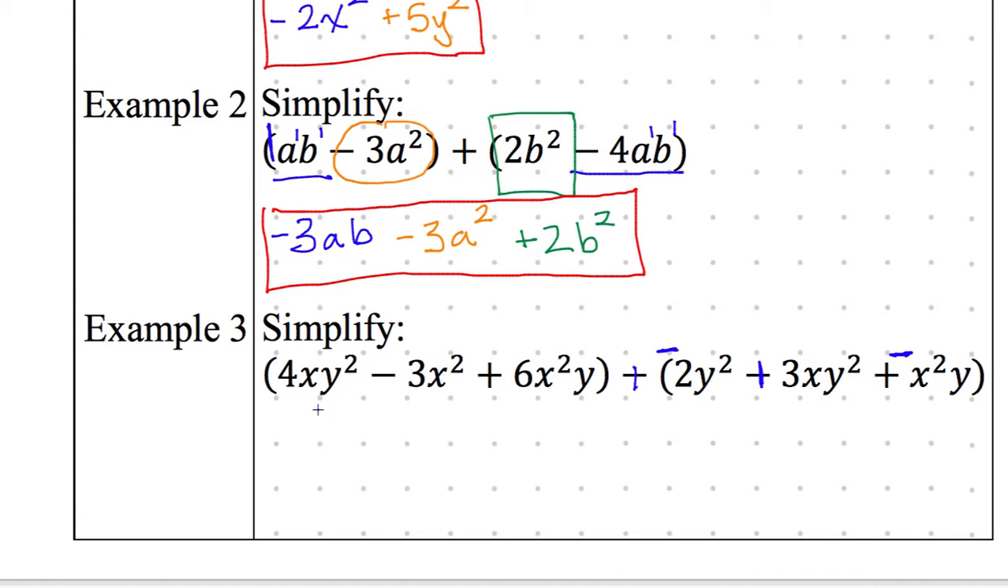So 4xy to the second power plus 3xy to the second power is 7xy to the second power. Right. All right. So far, so good. What's another like term? 6x y squared.